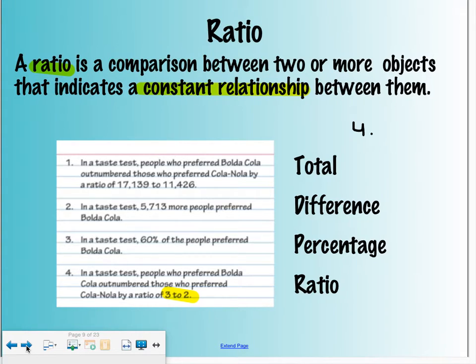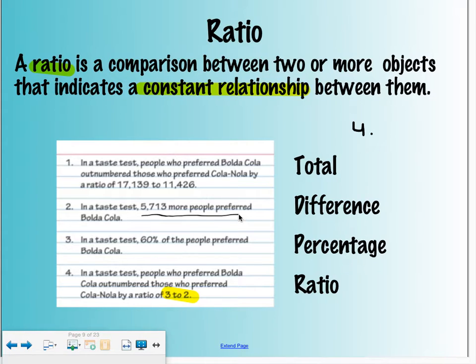So this is from the packet actually. So 1, 2, 3, 4. That was when we were comparing Border Cola and Cola Nola. So we talked about this, how number 1 is kind of like, we can describe it as a total statement. 2 is like a difference. It's like 5,713 more people. 60% goes with percentage. 3 to 2 like a ratio. And then we talked about some advantages and disadvantages.